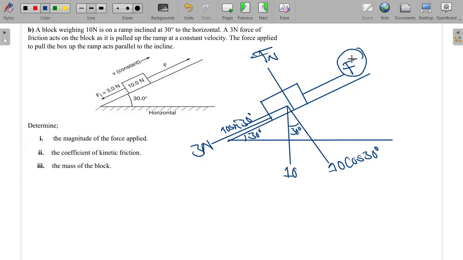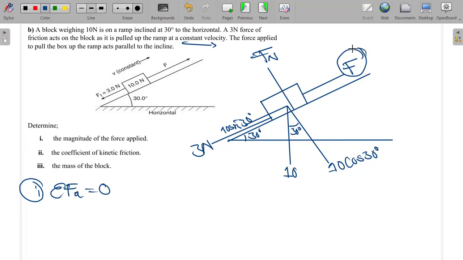So in order for us to find this force, we're going to use Newton's first law. Say summation of forces, this one in the x-axis, should be equal to, they've told us they are pulling it at a constant velocity, and if the velocity is constant, that means acceleration is 0, which means the forces are balanced. So summation of forces in the x-axis should be equal to 0.